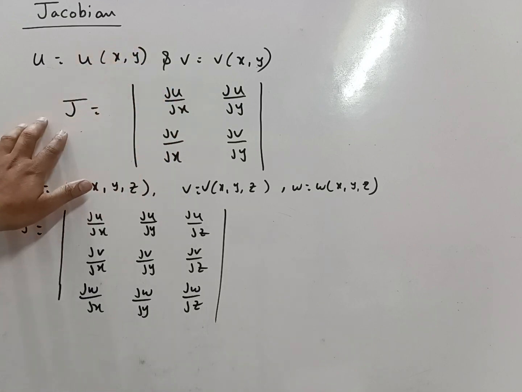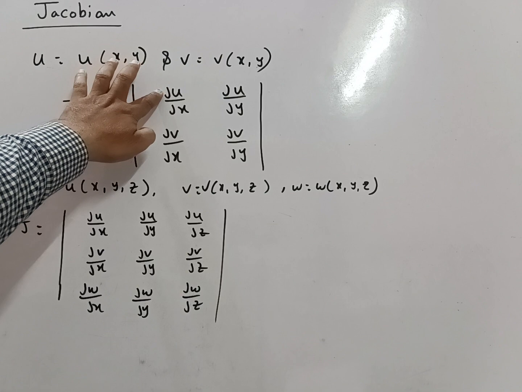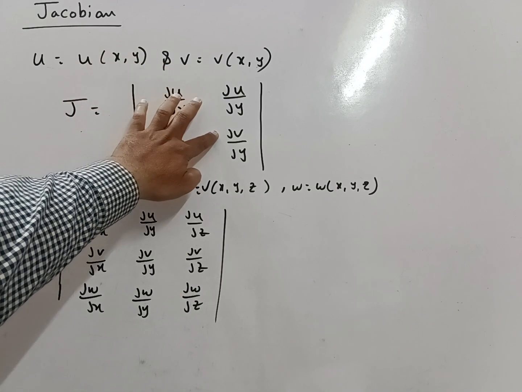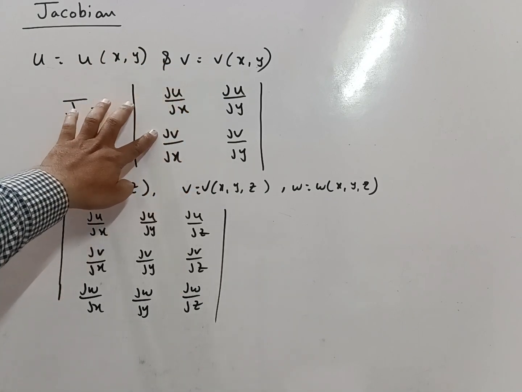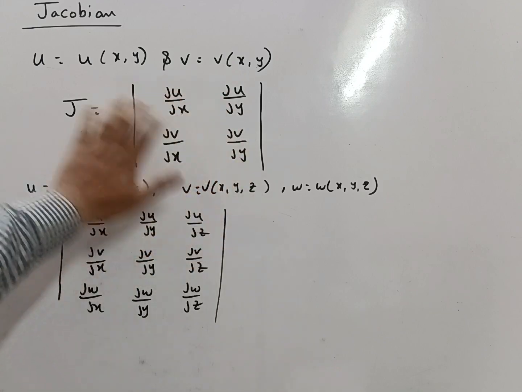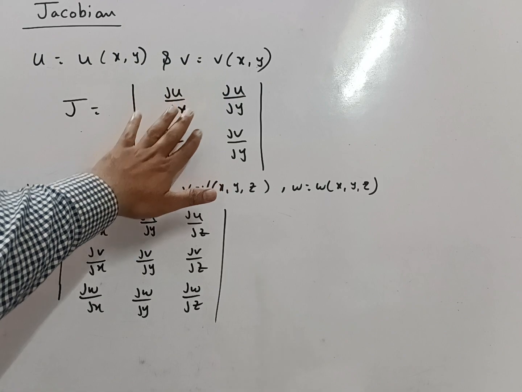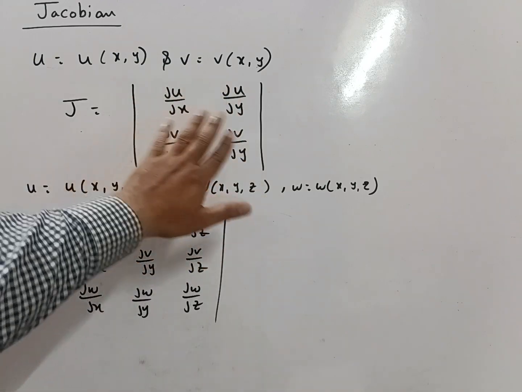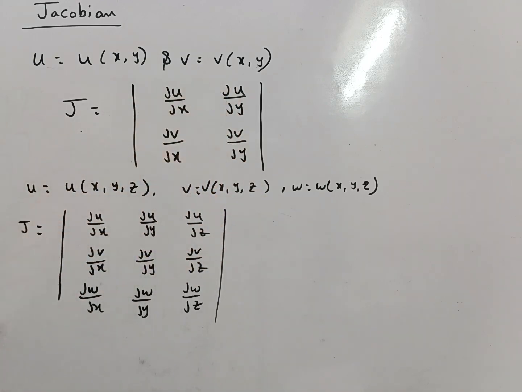So what is the formula? Jacobian J is equal to the determinant with rows dou u by dou x, dou u by dou y, and dou v by dou x, dou v by dou y. Correct? You have to find the partial derivatives of u, v with respect to x and y, then substitute here, then find the determinant. You will get the value of the Jacobian. Okay. Then this is for two variables.